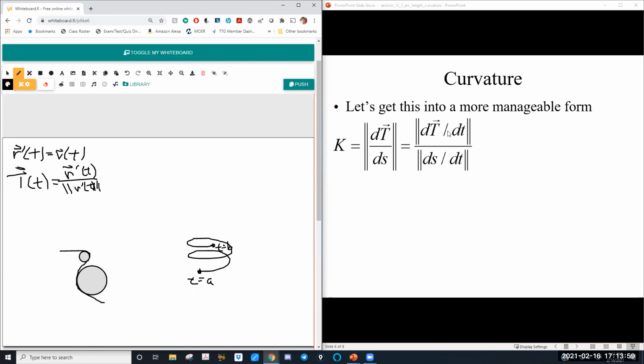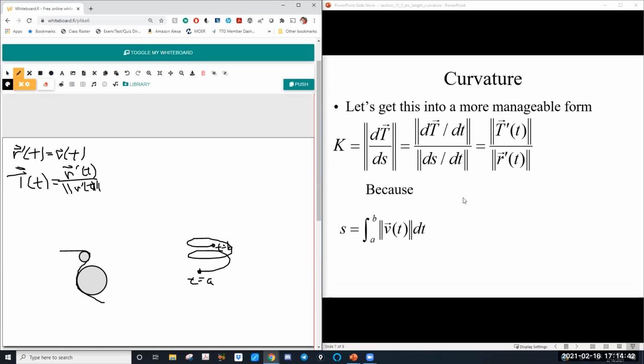And dT/dt is the derivative of the unit tangent vector with respect to time, which would be the second derivative of the position vector divided by the magnitude of the first derivative of the position vector. And don't worry about that. I'm just trying to make all the connections. That's not the most important part. Divided by the change in arc length with respect to time. So we're now putting all this together. We can rewrite it as T prime of t, the magnitude of T prime of t divided by the magnitude of r prime of t.